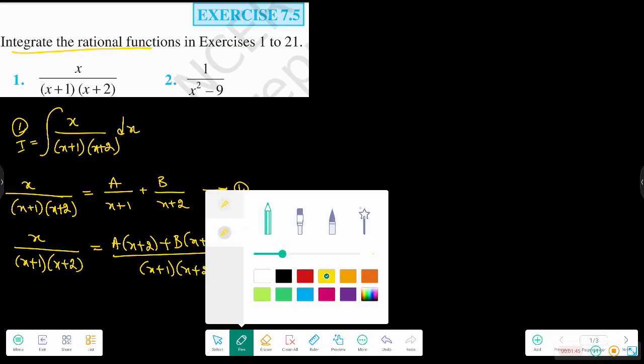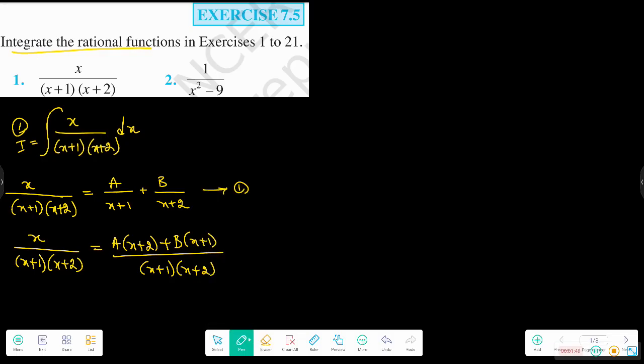So when you cancel, the denominator will cancel. Am I right, my dear? Then what I have remaining is x = A(x + 2) + B(x + 1). This we have to simplify. You can equate coefficients of x and constants, or else we can put x + 2 equal to 0 and x + 1 equal to 0, and you will get the required values.